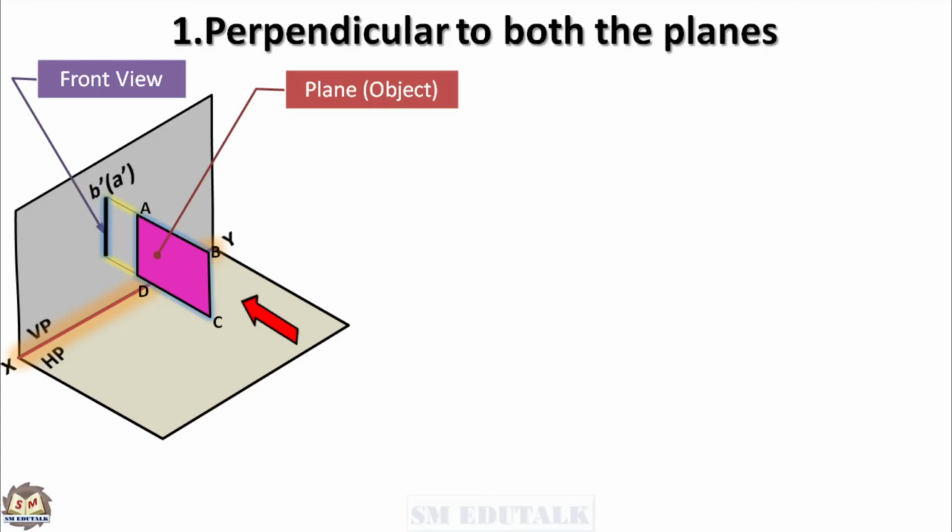Hence, the name of the line's top end should be written as b dash bracket a dash, because here B is a visible point and A is an invisible point. That's why the invisible point capital A is written as small a dash within bracket. Similarly, the name of the line's bottom end should be written as c dash bracket d dash, because here C is a visible point and D is an invisible point.